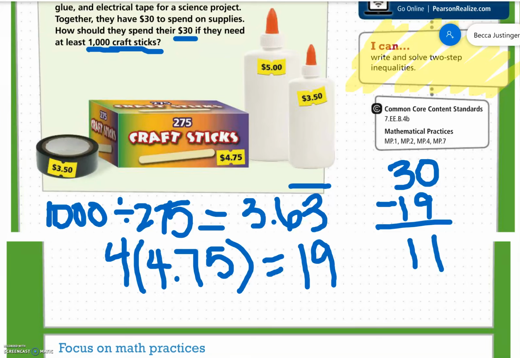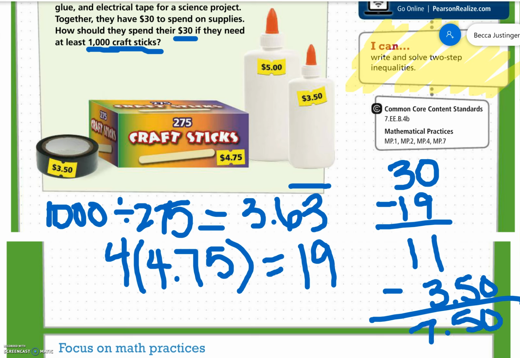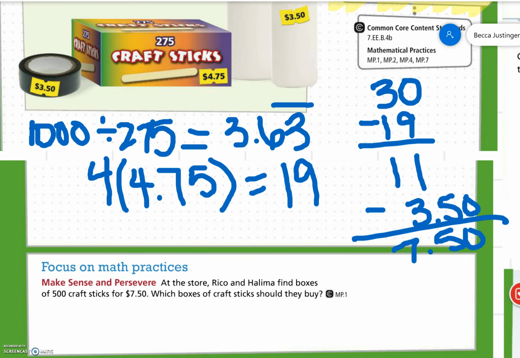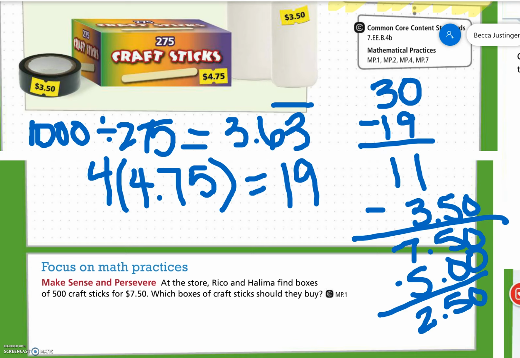But we also need to buy tape and glue. If we buy 1 roll of tape, we take 11 and subtract $3.50 from it, and that leaves us with $7.50. And we need to buy some glue. Let's say we buy the bigger bottle, which is $5. We subtract $5, and that gives us leftovers of $2.50. There are lots of different options, but the main thing is we know we have to spend at least $19 on craft sticks.